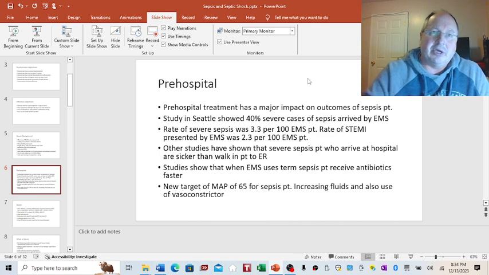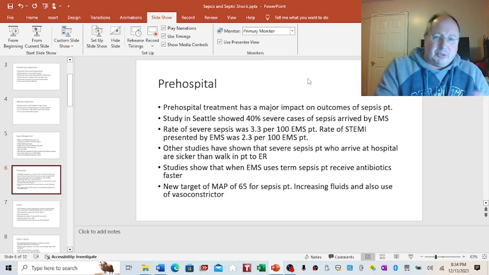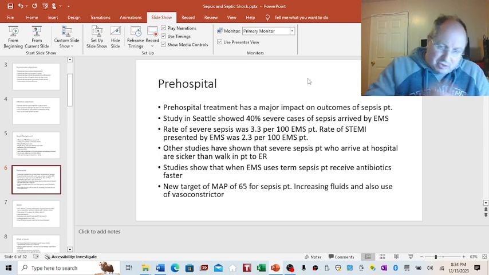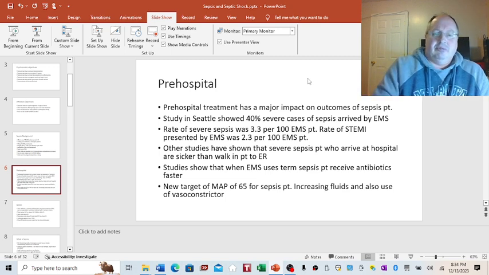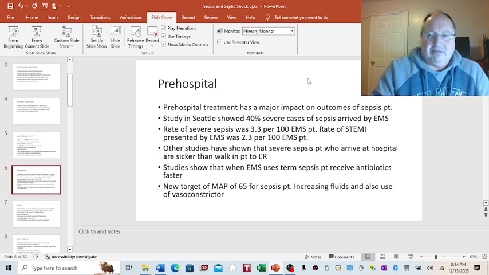pre-hospital settings and everything, we concentrate on STEMIs, we concentrate on strokes. Nobody really teaches sepsis. Nobody talks about this is what you need to do. This is where you need to go with these patients and get on treatment early with these people. It's not discussed, and that's why so many people are dying from it.